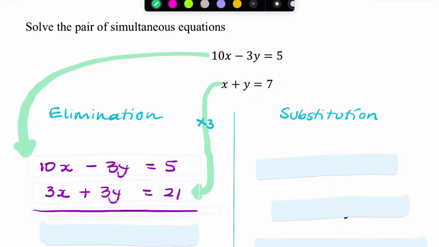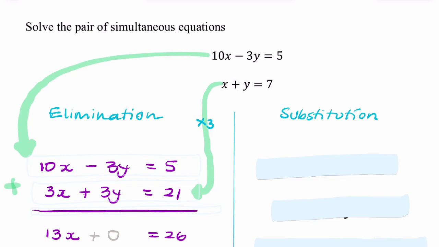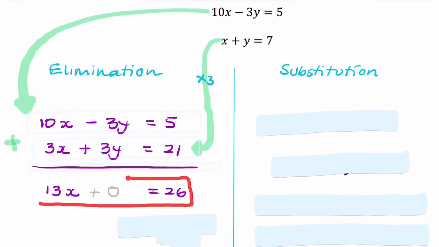Then what I do is I add these two equations together. So 10x plus 3x gives me 13x, and minus 3y and positive 3y gives me 0, and that's what we were trying to achieve, so that's good news. And the 5 and 21 give me 26. So now our equation doesn't include a y, there's only x. So now we're able to solve that to find x.